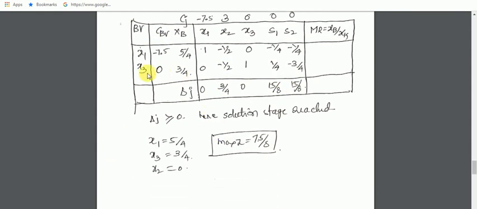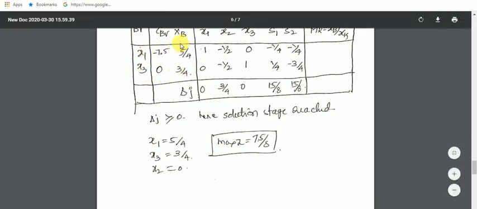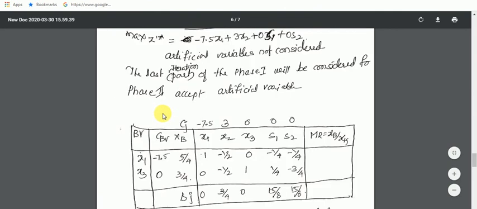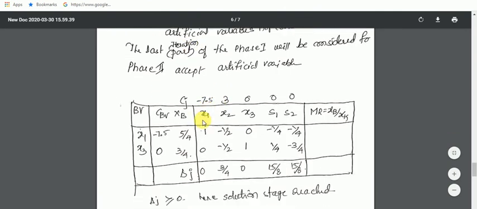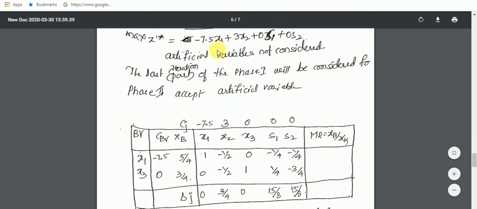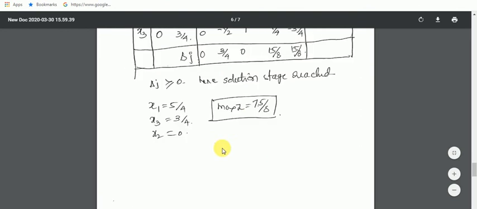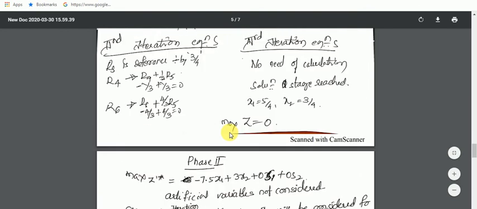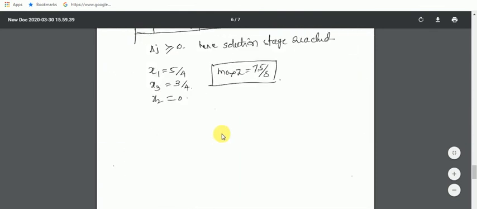So the value of x1 is equal to 5 by 4, and x3 is equal to 3 by 4. Now we should put these values of x1 and x3 in the objective function which has been written here. Or you can solve it by putting them in the minimization of z also. Now x1 is equal to 5 by 4, x3 is 0 in the objective function, x2 is equal to 0, only x1 equal to 5 by 4. Put x1 equal to 5 by 4 and calculate the value of max of z.